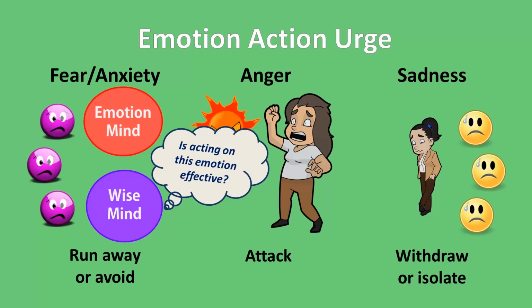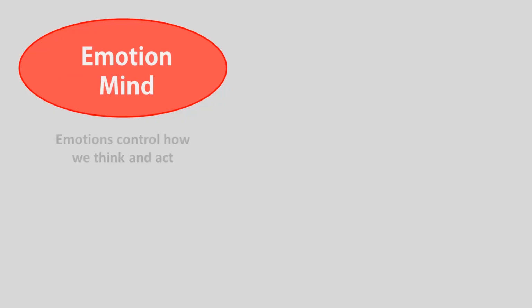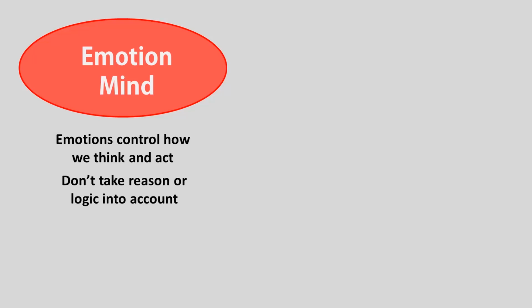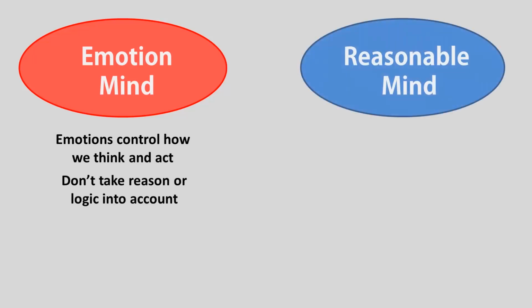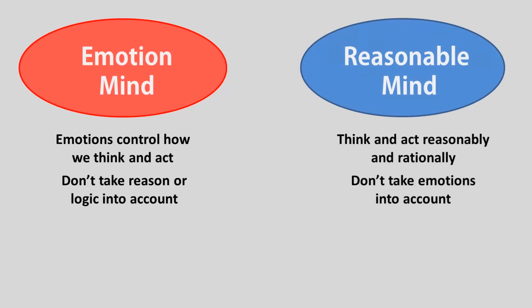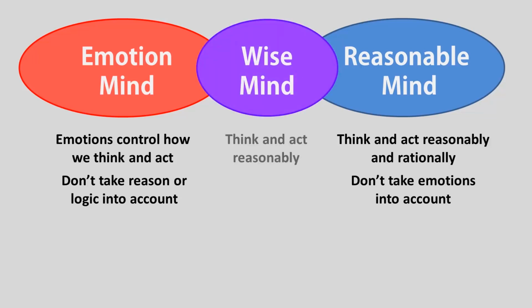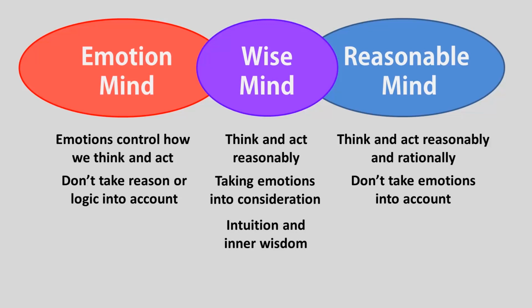In DBT, there are 3 states of mind we can operate out of. In emotion mind, our emotions control how we think and act, without taking reason and logic into account. In reasonable mind, we think and act reasonably and rationally, without taking our emotions into account. In wise mind, we think and act reasonably and rationally, while also taking into consideration our emotions and how we feel. Wise mind is important when making decisions because it helps us access our intuition and inner wisdom.